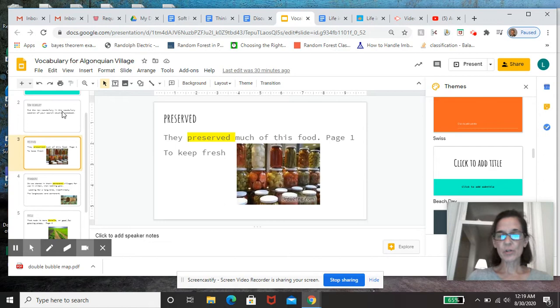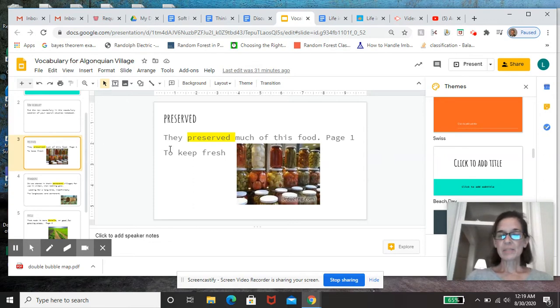Okay, so our first word in this text is preserved. And I'm going to show you where it is in the text and then give you a short little definition that you can write down. So they preserved much of this food. It's on page 1. And preserved means to keep fresh.